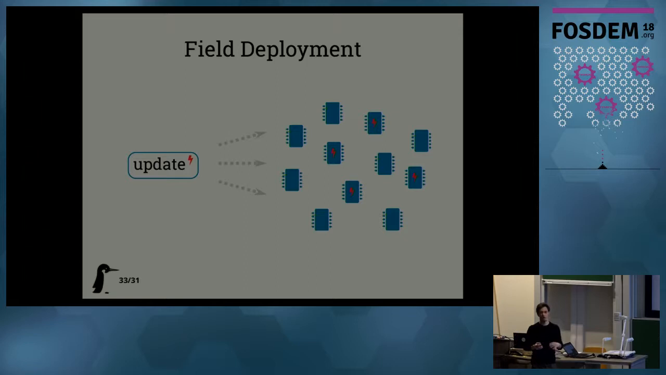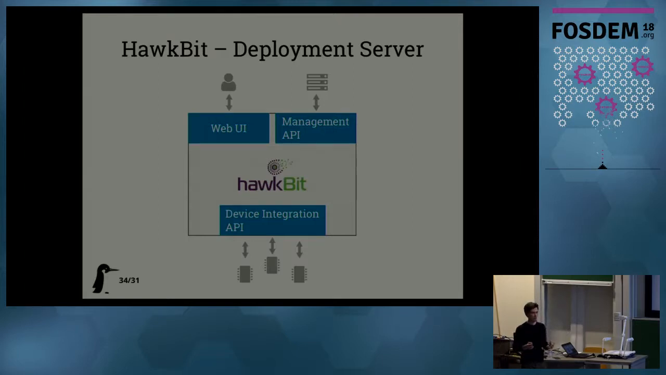And for this, a good open source tool exists called Hawkbit. Hawkbit is basically a deployment server. It provides a web UI for the user where you can manually configure updates and configure complete rollouts, as we'll see later on, and a management API that allows doing this automatically by some other backends. And on the other side, it has a device integration API. This is where the devices register to Hawkbit and poll in a fixed interval to check if there are new updates available for them.